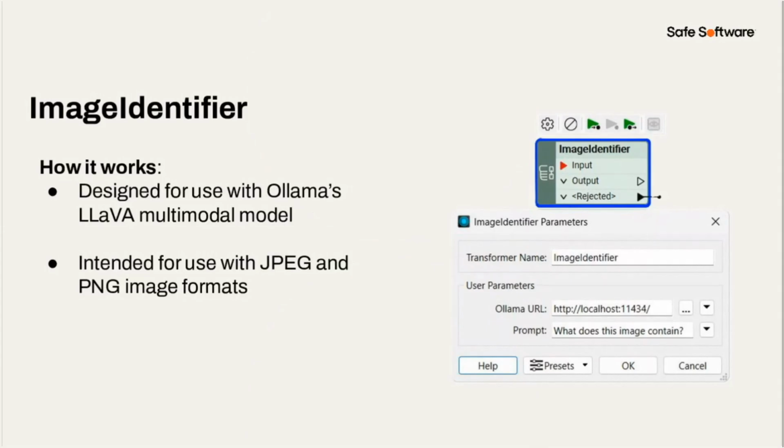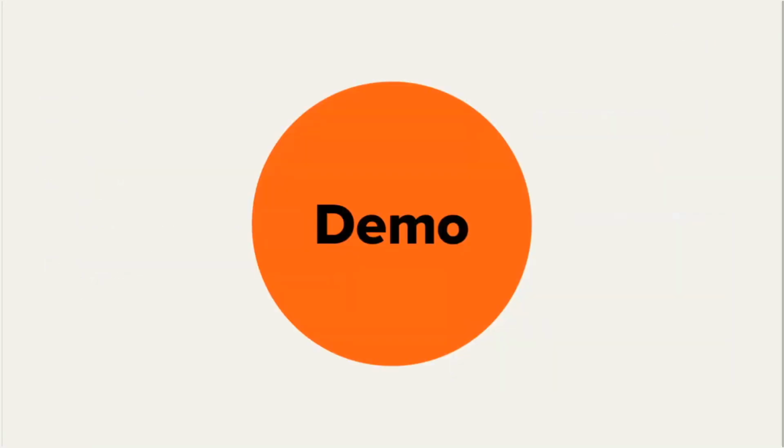We have our Ollama URL, which is the default. All information you can check out on the Hub for more details about our transformers. And then our prompt, which is our textual instruction there, and this will be set in our next demo here, which is: what does this image contain? It's intended for use with JPEG and PNG image formats, which is a limitation of LLaVA here. So getting into the demo.